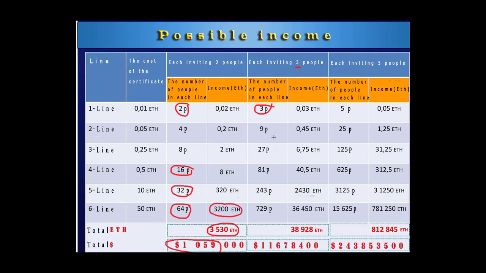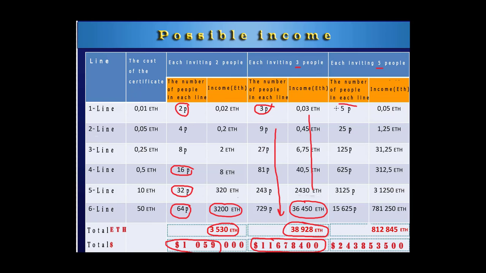and they invite 3 people, and they invite 3 people, in the end, you will be left with 729 people, an income of 36,450 Ethereums, which translates into 38,928 Ethereums for all the people, and that translates into $11,678,400. Look at the next graph.